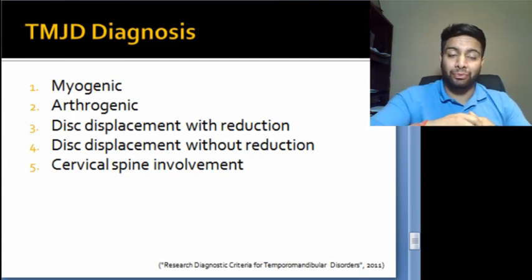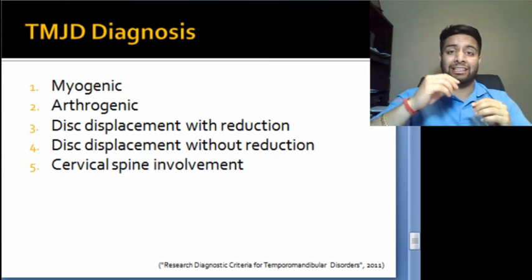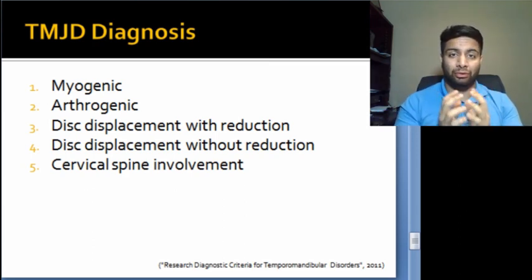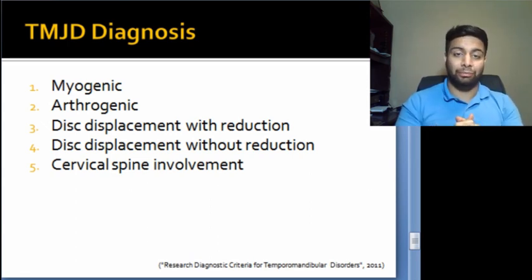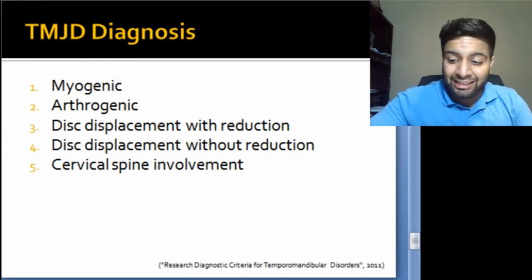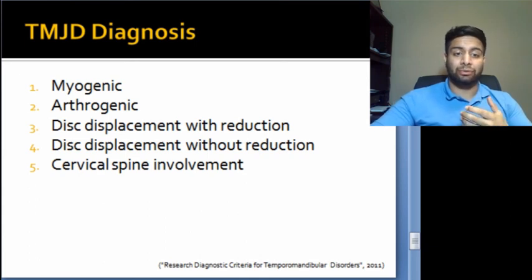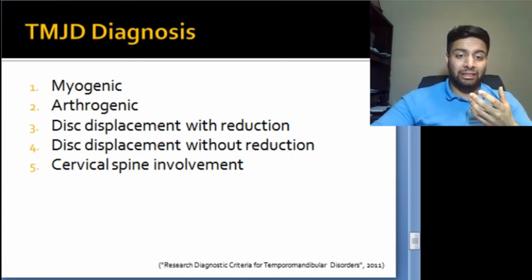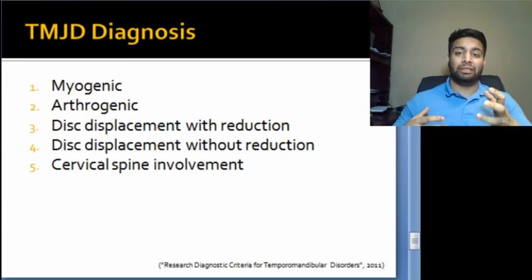And then disc displacement without reduction essentially may be present with or without limited mouth opening, in which the acute phase is very often very painful, and they can't open their mouth or close their mouth because simply the disc is in the way and it's not allowing it to jump over. And then the last one, the fifth one, is basically cervical spine involvement, and often it's concurrent with TMJ dysfunction, found on accessory movement examination, cervical palpation, and confirmed with response to manual therapy.